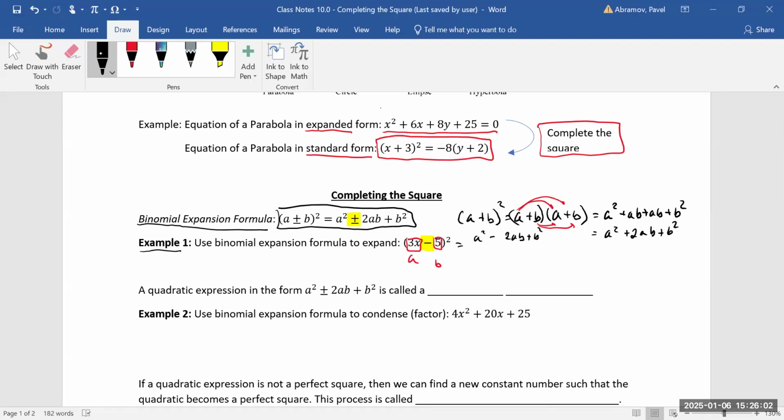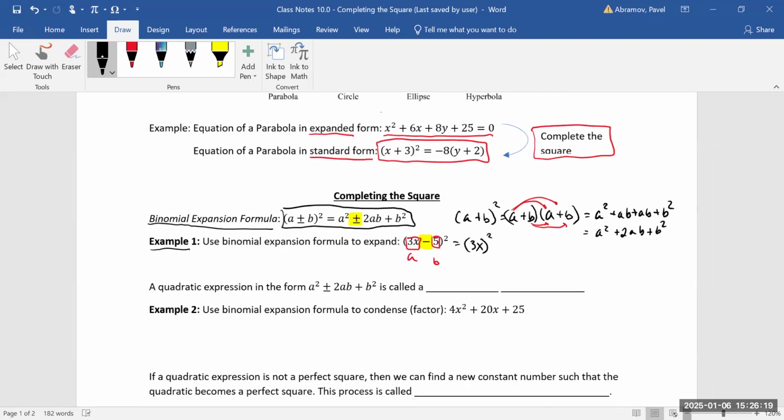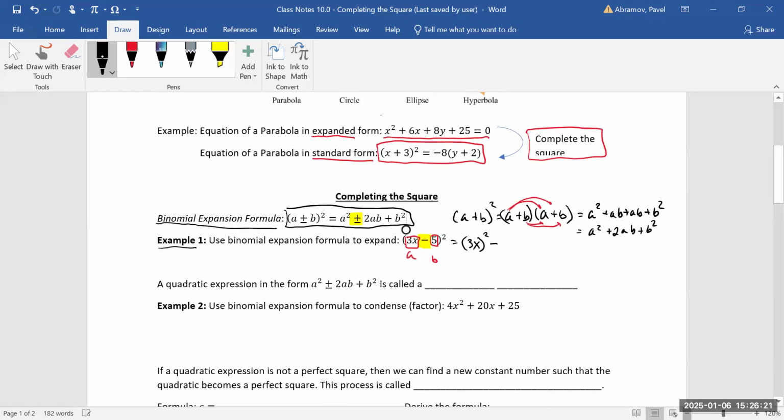Okay, so then our a is 3x, so a squared is going to be (3x) squared. Okay, so we'll have (3x) squared. Then whatever the sign is between 3x and 5, that's what we're going to have here. So it's going to be minus.